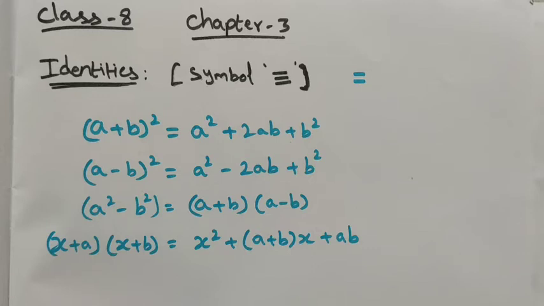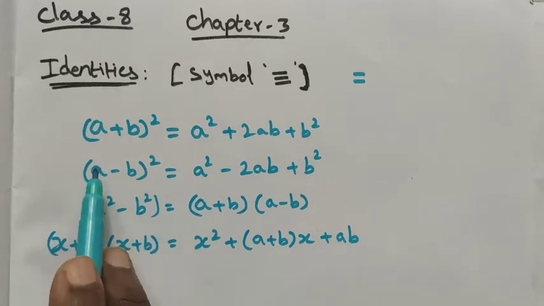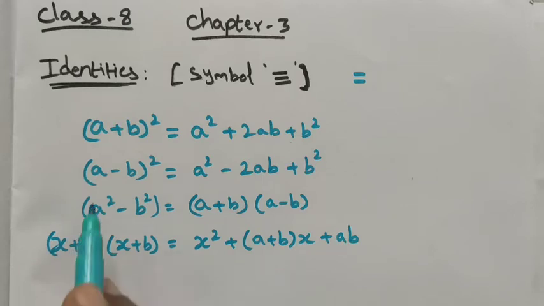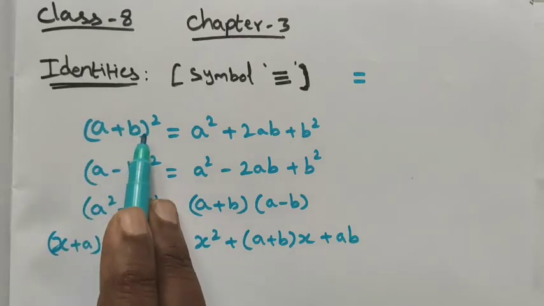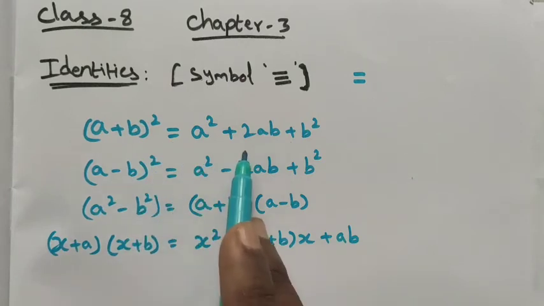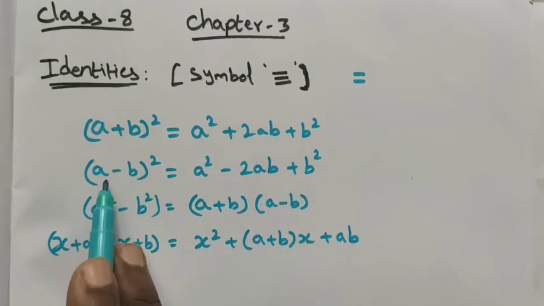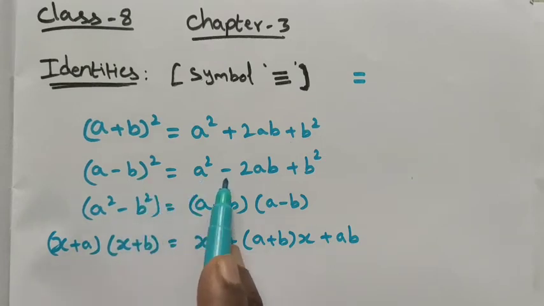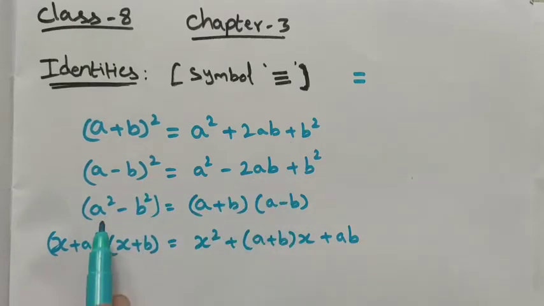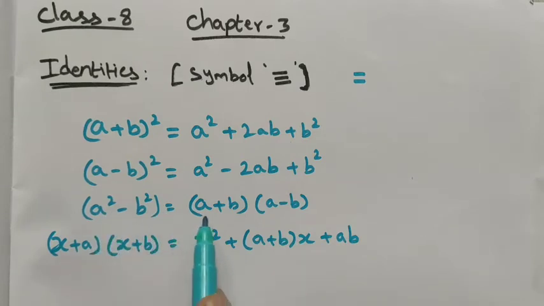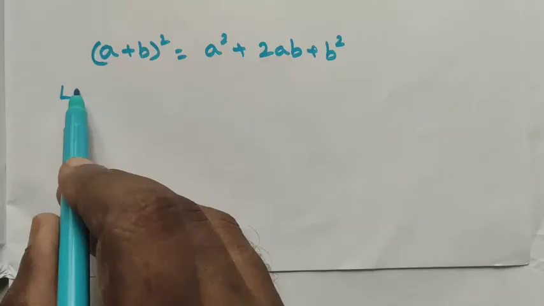Let's see the standard algebraic identities that we learned in the early classes, that is in our 7th standard, right? a plus b whole square is equal to a square plus 2ab plus b square, and a minus b whole square is equal to a square minus 2ab plus b square, and a square minus b square is equal to a plus b into a minus b, and x plus a into x plus b is equal to x square plus of a plus b into x plus ab. By using these identities, we can solve multiplication problems, right?